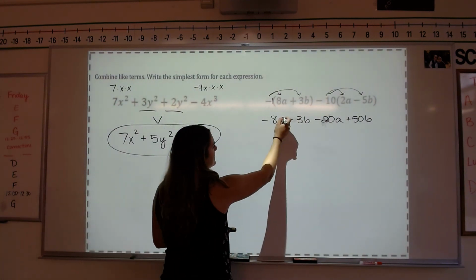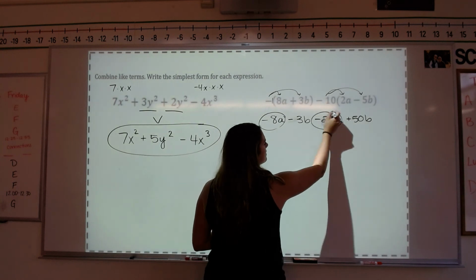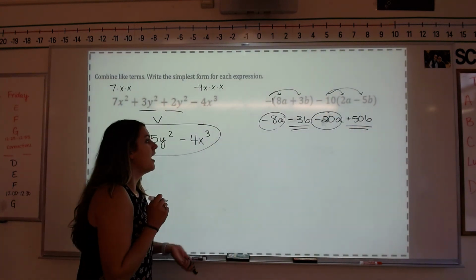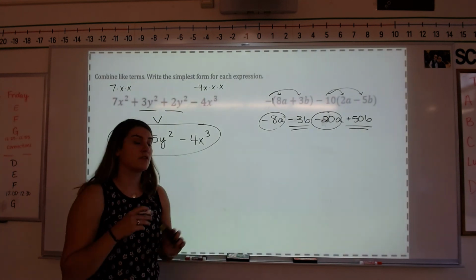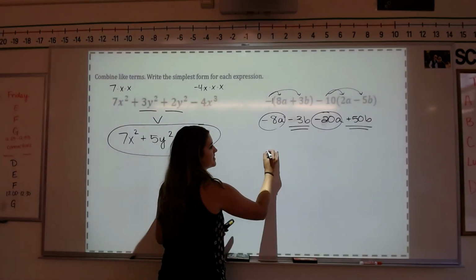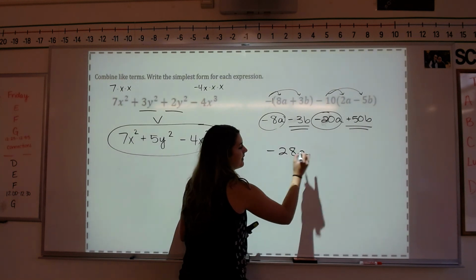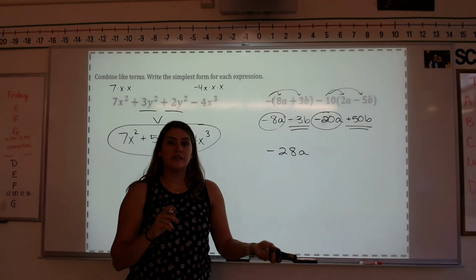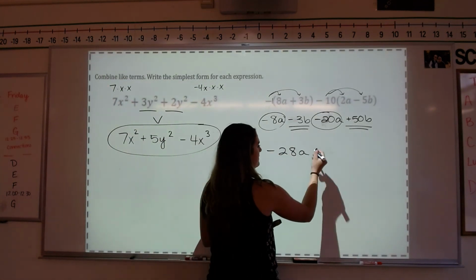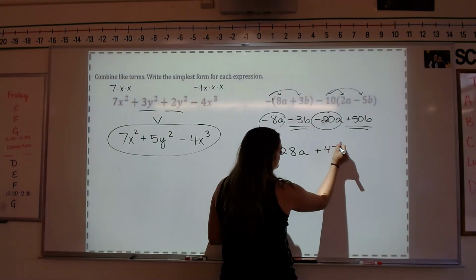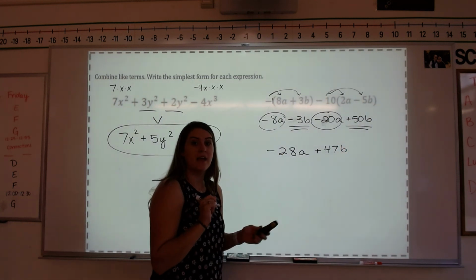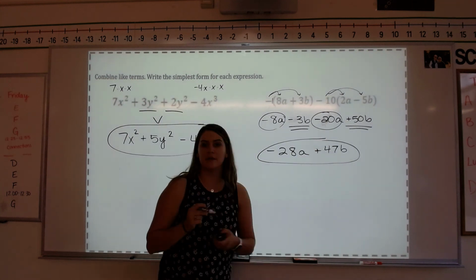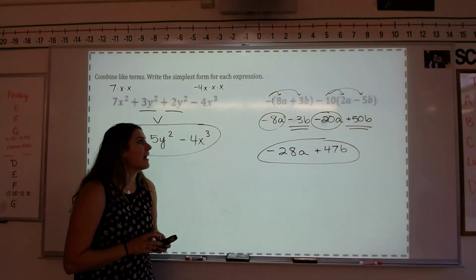So our a's are going to be like terms, and then our b's are going to be like terms. -8a minus 20a, those are both negative, so you add and keep the sign, so -28a. And then our b's, -3b plus 50b, that's simple subtraction, so 50 minus 3, we're going to get +47b. And this is in simplest form, there's no more combining that we can do, so that would be your final answer. All right, so that is 1.3.